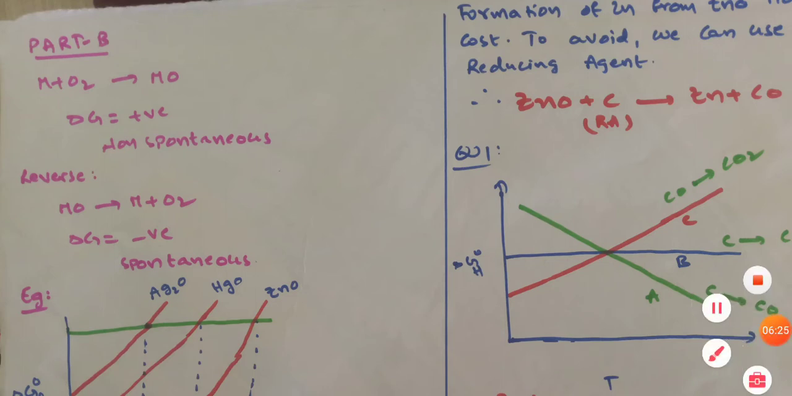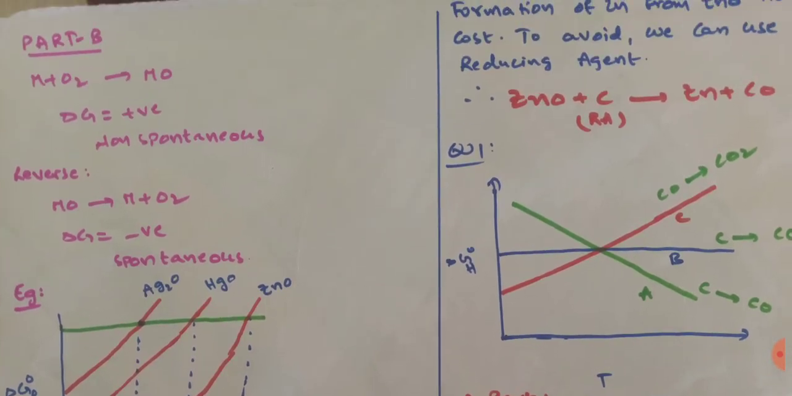Okay, in part B, what is the value of delta G? According to the chart available with us, the value of delta G would be positive, so automatically the reaction is a non-spontaneous chemical reaction. But when the same reaction is reversed, MO is decomposed back to produce metal and oxygen, and finally the value of delta G would be negative, and the reaction should be a spontaneous chemical reaction. Okay, this is the theoretical representation of the Ellingham diagram.